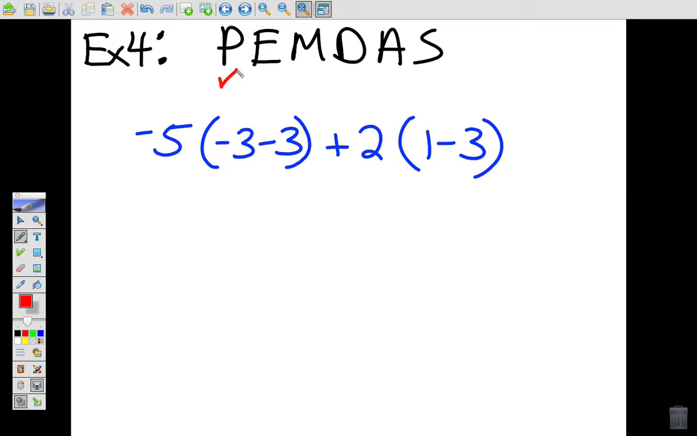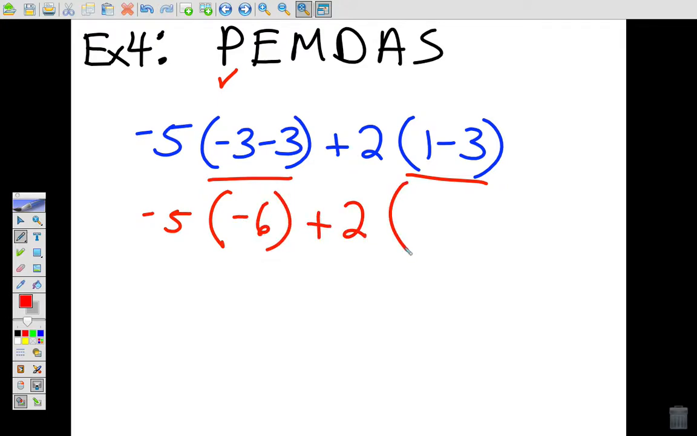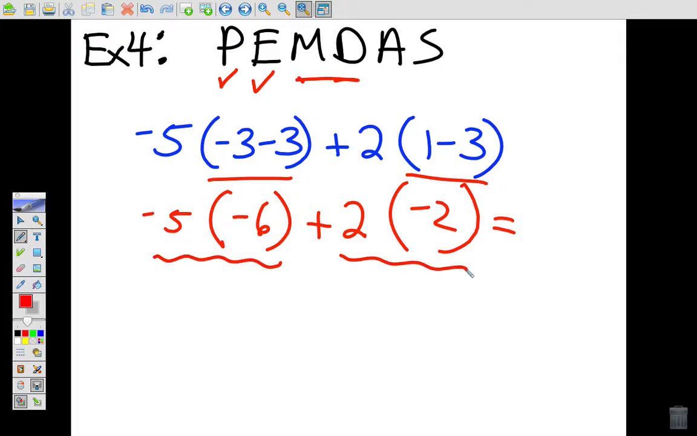So do I have any parentheses with work to be done in them? Yes, and yes. So I have a negative 5 parentheses. Let's see, negative 3 minus 3, take away 3 more. You've taken away 6. Plus 2, what's 1 minus 3? Negative 2. 1 degree above 0 drops 3. That's it, it's at a negative 2. Are there any exponents? No. Any multiplication or division? Answer is yes. This is multiplication now. This is multiplication.